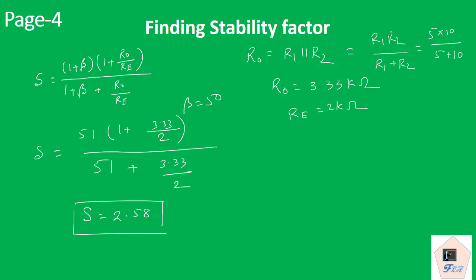So three things we have found here. First, we have drawn the DC load line, then we have found the operating point, then we have found the stability factor. So this problem is complete.